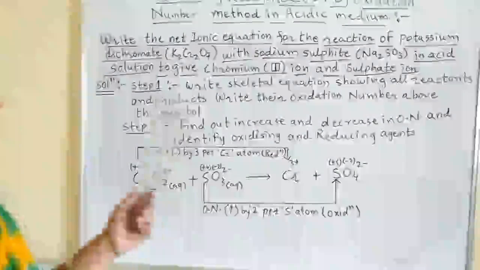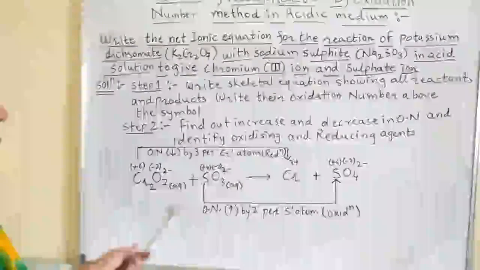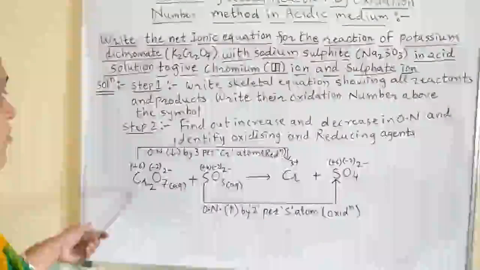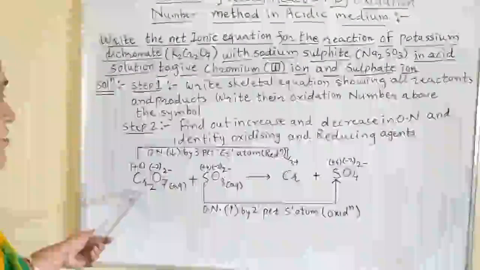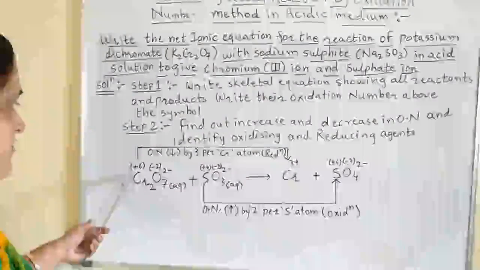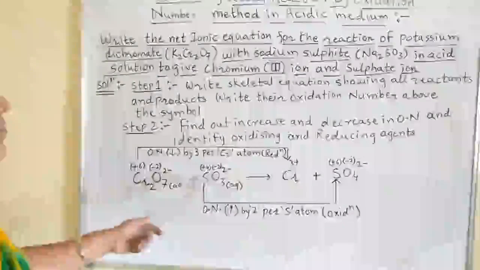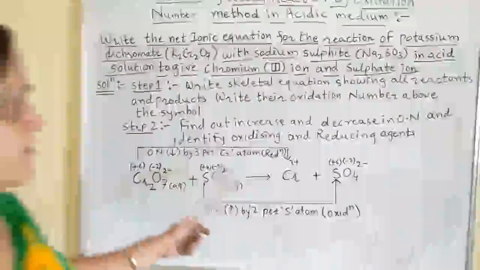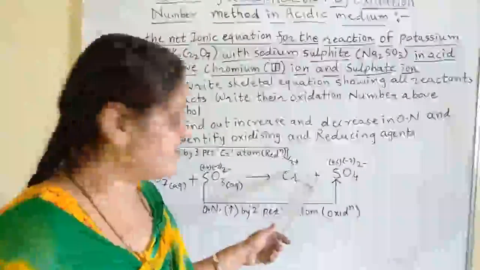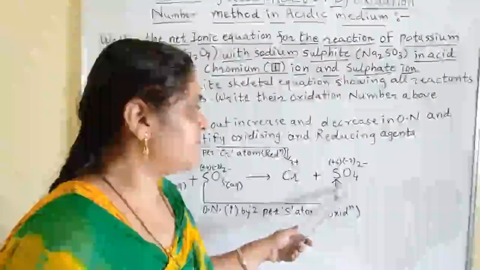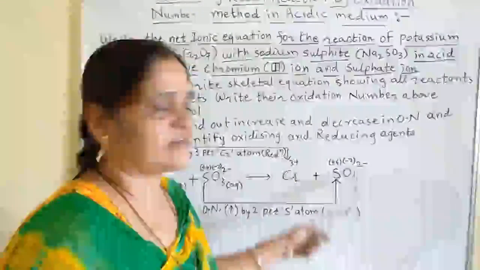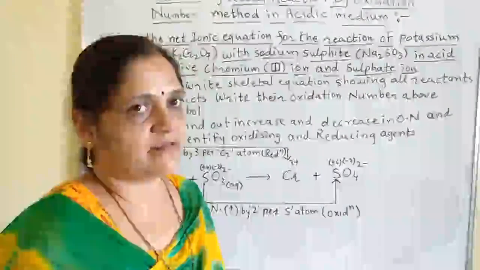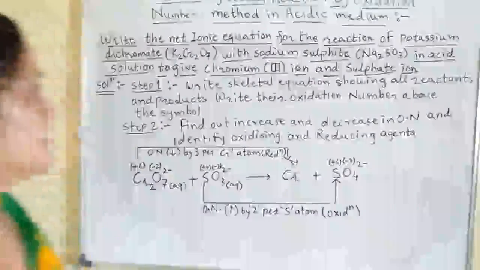Okay, now we will see what is the increase and decrease in the oxidation number. Here, every element's oxidation number I have mentioned above its symbol. In the formula of dichromate anion, chromium shows plus 6 oxidation state, oxygen shows minus 2. In the sulfite anion, sulfur shows plus 4, oxygen minus 2. Chromium plus 3, the charge is already the oxidation number. And in sulfate anion, sulfur shows plus 6 oxidation number and oxygen shows minus 2.